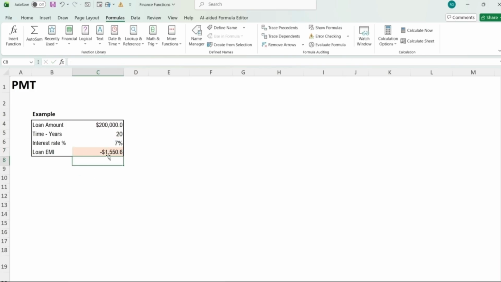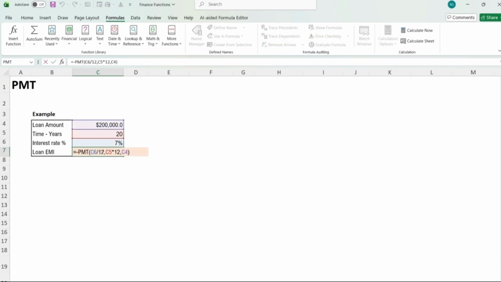So the EMI for this loan is 1550.6. It is negative because the EMI payment is a cash outflow for the borrower. If we put a negative sign over here, it becomes positive. Now, this formula assumes that the EMI is being paid at the end of the period.